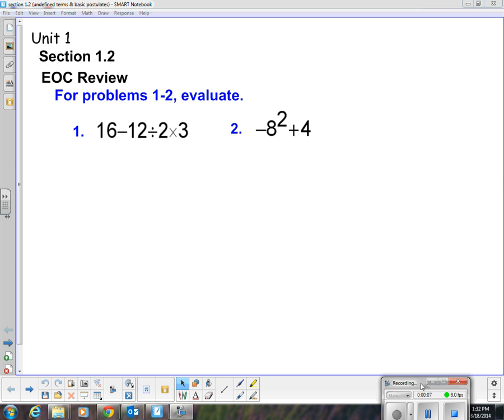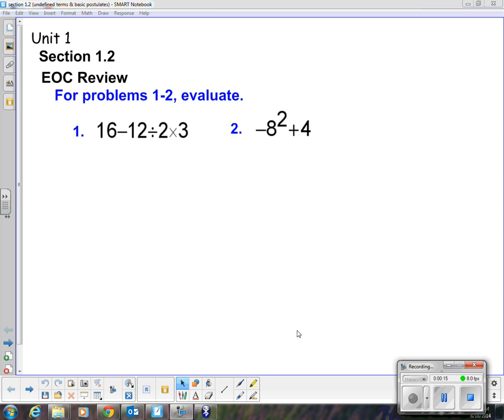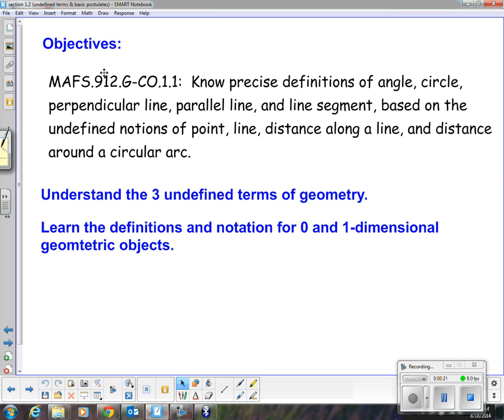Welcome to section 1-2. These EOC review questions will be done tomorrow at the beginning of class. So these will be our questions tomorrow in class. All right, so here we go.